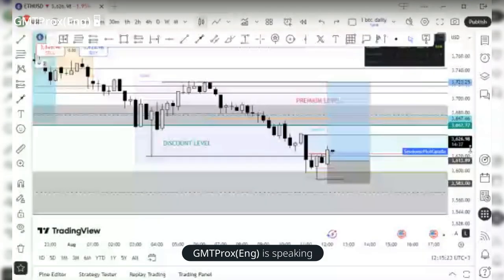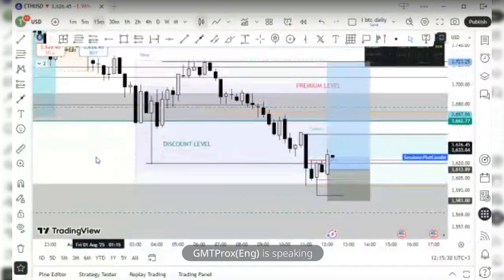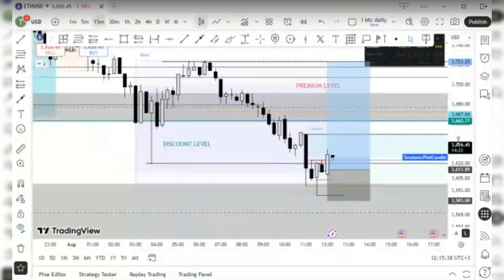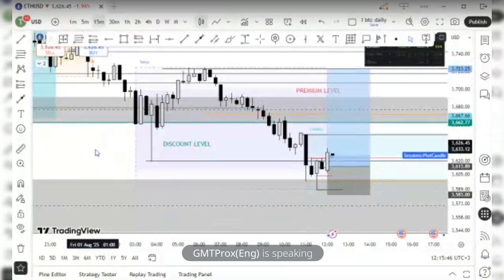Now you see, we are still waiting. But if I had entered here already, I'd still be on profit. But don't enter, to avoid premature entries. Sometimes we are losing because we are entering very early. It is a premature entry. It was not a valid confirmation.